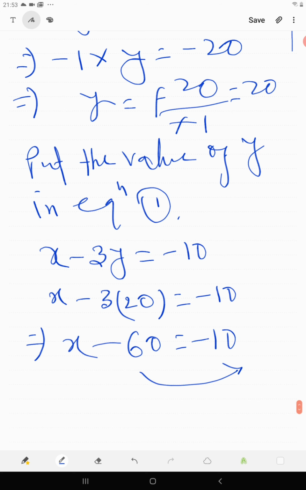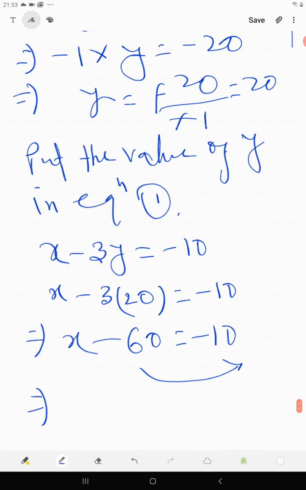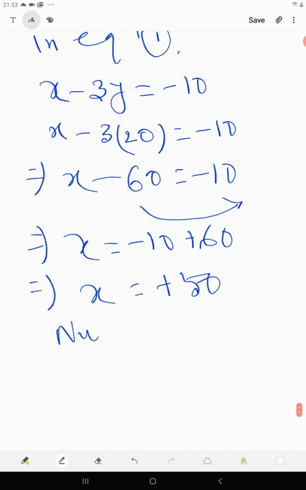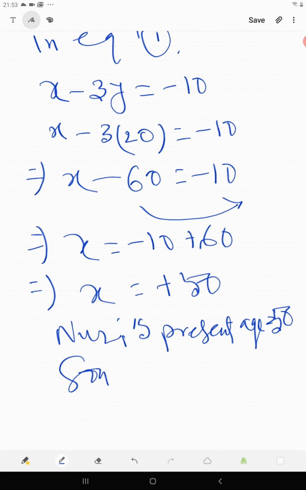So 60 is negative in the left hand side. It will go to right and becomes positive. So x equals to minus 10 plus 60. So x equals to, both are of opposite signs. So sign of bigger number will come. So it's plus, and then 60 minus 10 is 50. So x is 50. That means Noori's present age. So how old are Noori and Sonu? So Noori's present age equals to 50 and Sonu's present age equals to 20. Very simple.